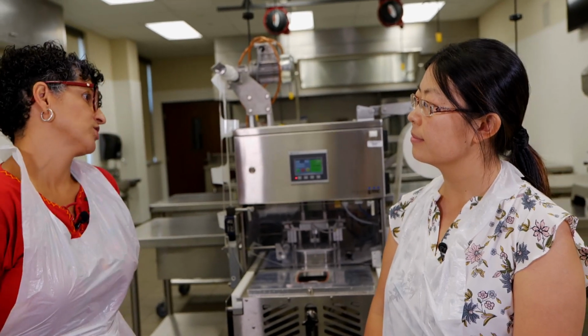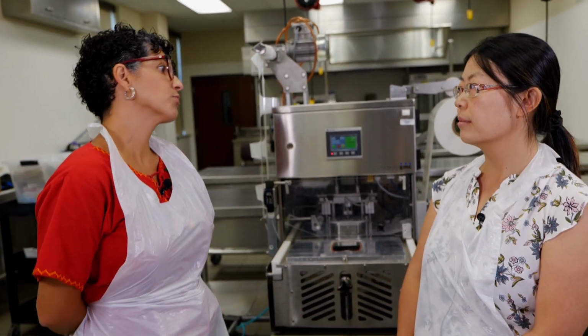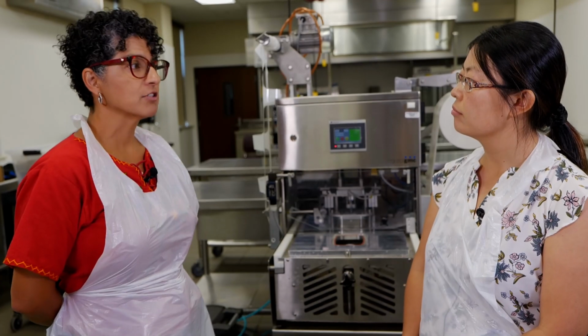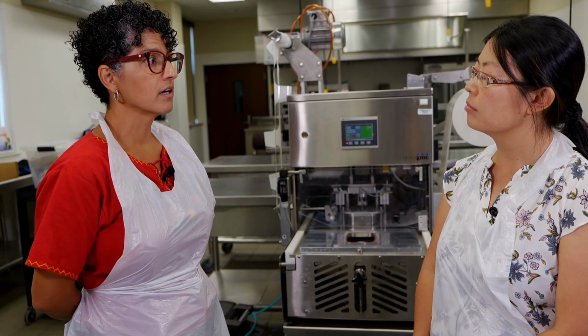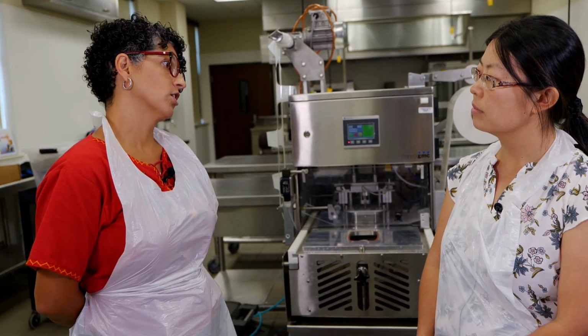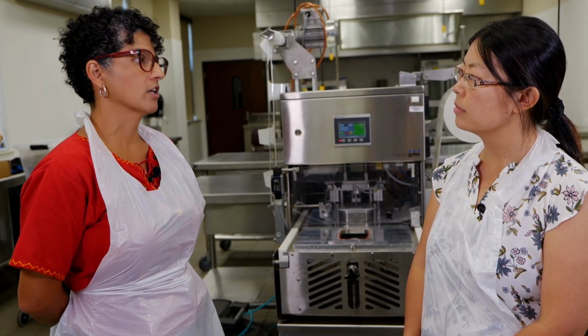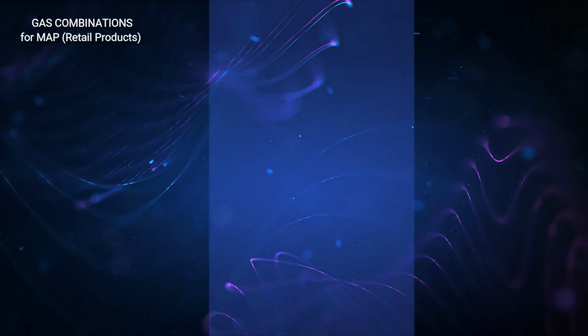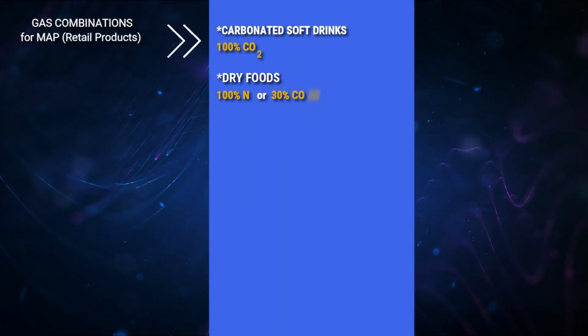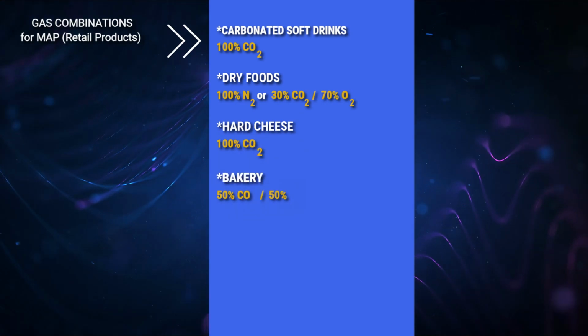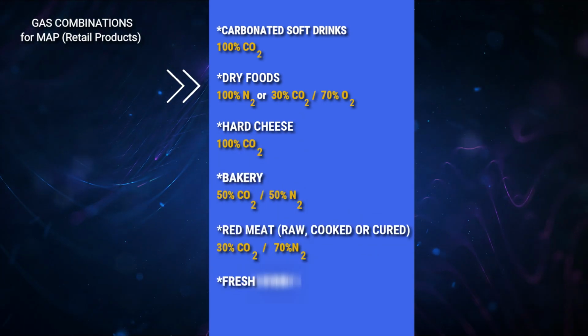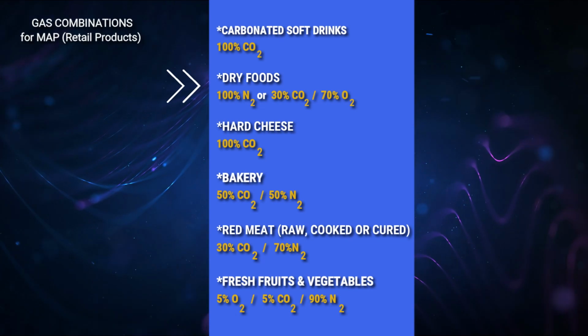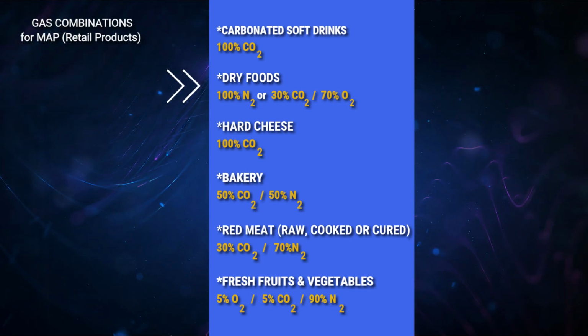So what types of MAP are there? There are different types. For example, you can use just a 2-gas combination, or you can use a 3-gas combination. Usually nitrogen is used as a carrier gas, and this can be combined with carbon dioxide or with carbon dioxide and oxygen. For example, for retail, the gas combinations that you can use are: carbonated soft drinks, 100% carbon dioxide. For dry foods, you can use 100% nitrogen or 30% carbon dioxide and 70% oxygen.